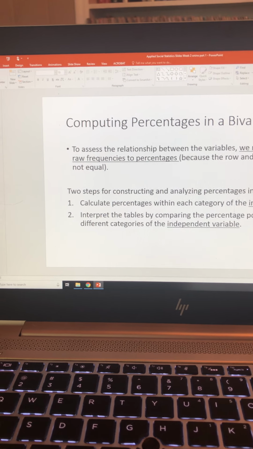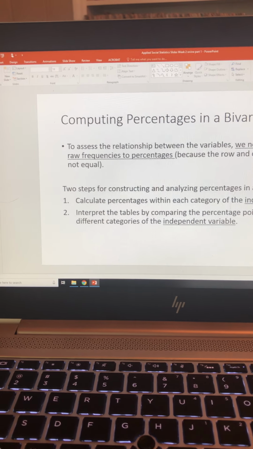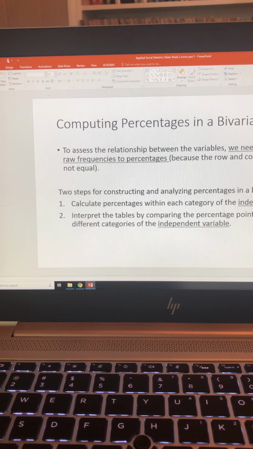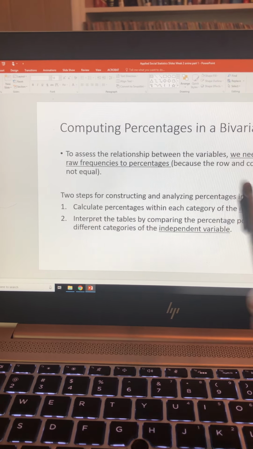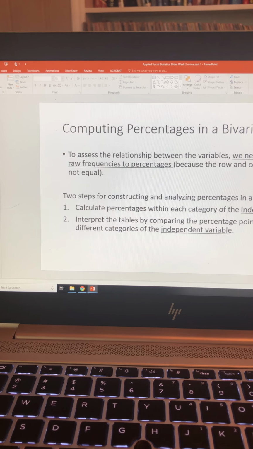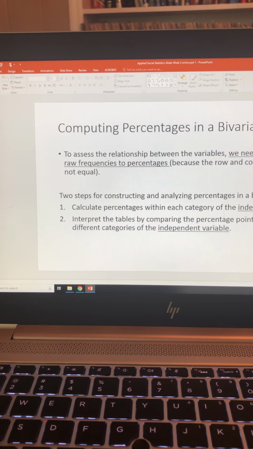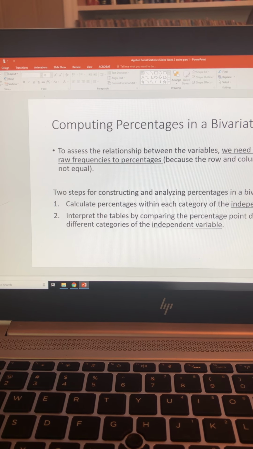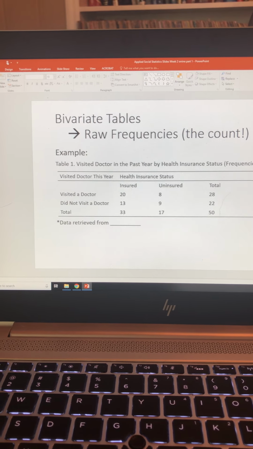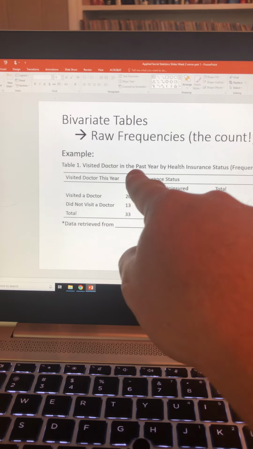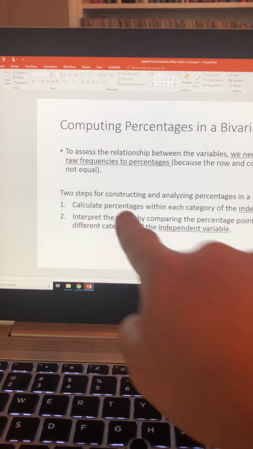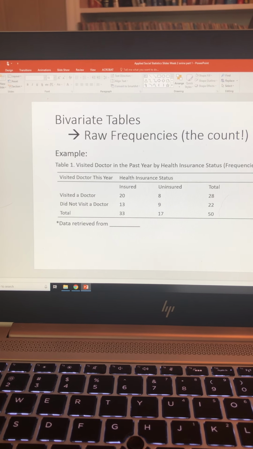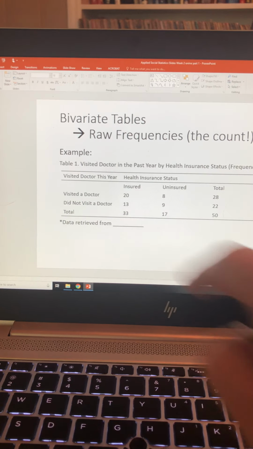Okay, kind of like what I just said here. To assess the relationship between the variables, we need to convert the frequencies into percentages because the row and column totals are not equal. So the two steps are: calculate percentages within each category of the independent variable, and then interpret them. What does that mean? If we think the independent variable is our column variable, and we want to calculate percentages within each category of the independent variable, we want to calculate percentages down.